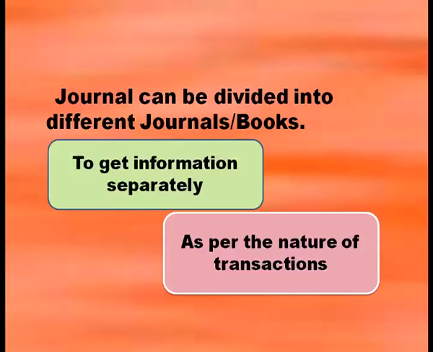You have studied journal. And journal can be divided into different books or different journals. Why are we dividing? In order to get information separately, we are dividing journals. In the case of purchases book, you will get all information relating to purchases in the same book. In the case of sales book, you will get all information relating to sales in that particular book itself. So, to get information separately, special books are prepared.